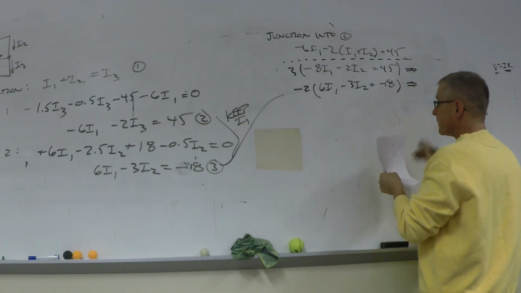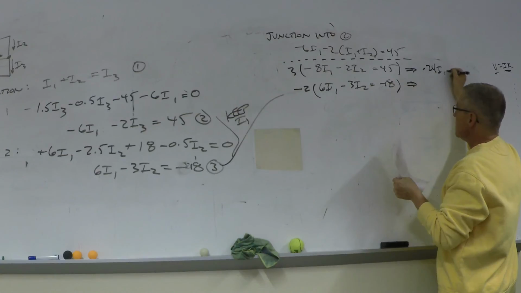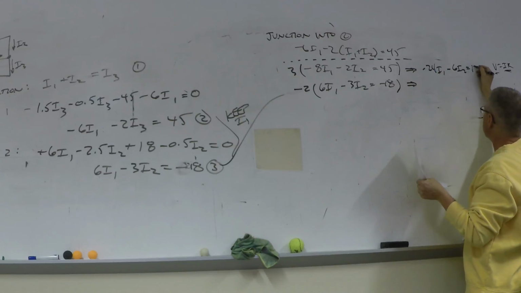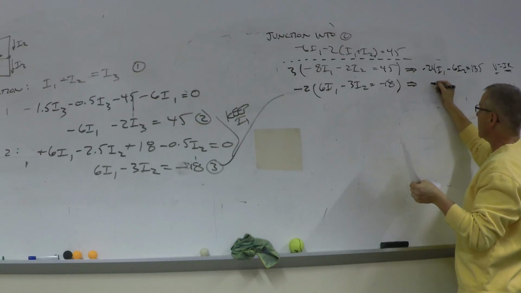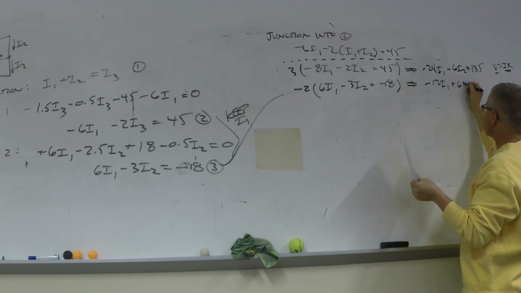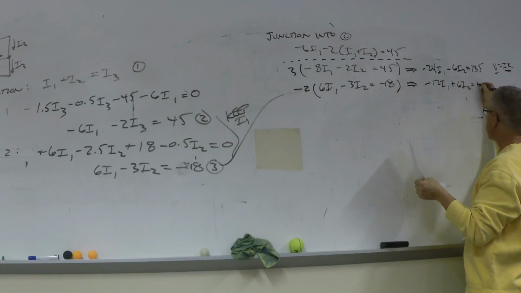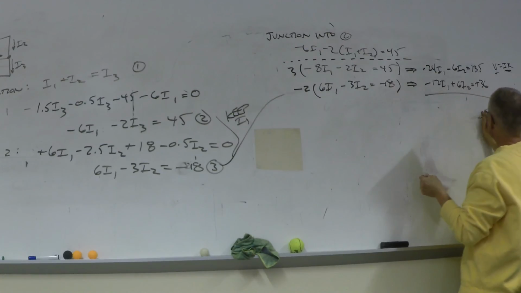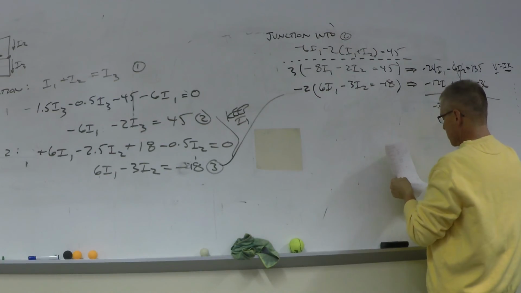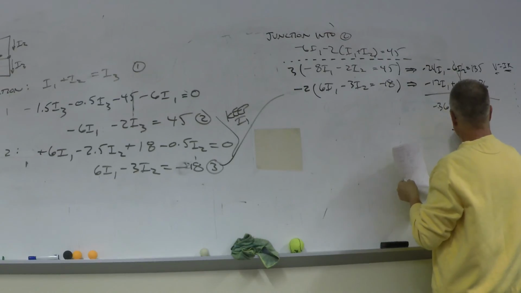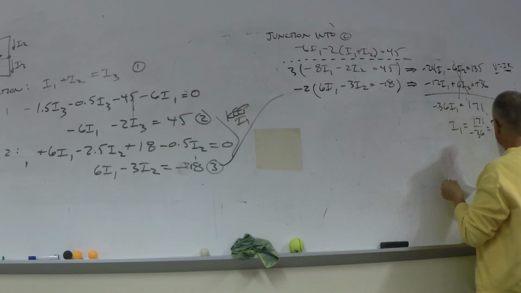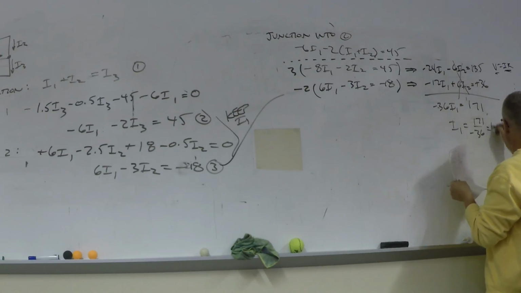So that should be minus 24 I1s minus 6 I2s is equal to 135. And the bottom one, I've got minus 12 I1s plus 6 I2s is equal to plus 36. If I add those up, my I2s go away. Get minus 36 I1s is equal to 171. So I1 is then 171 over minus 36, which is minus 4.75 amps for I1.